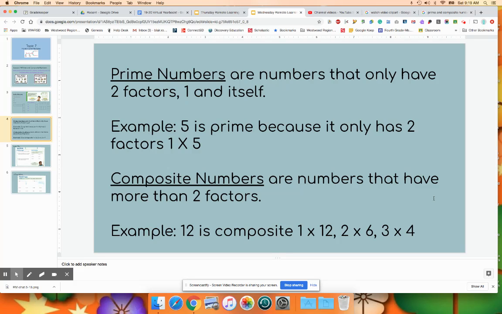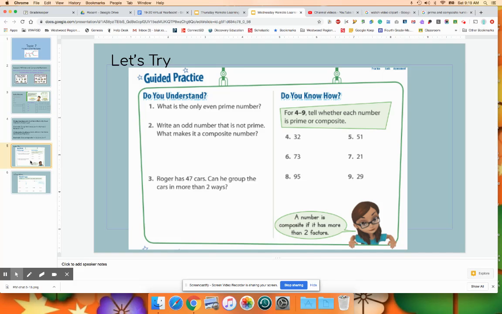So looking at the questions today, there's a lot of just yes or no questions. So I just took some questions from the book and we'll talk them out. So the first question here, what is the only even prime number? And I know my class and I spent a lot of time on it. The only even prime number is 2 because the factors of 2 are 1 and 2, okay?